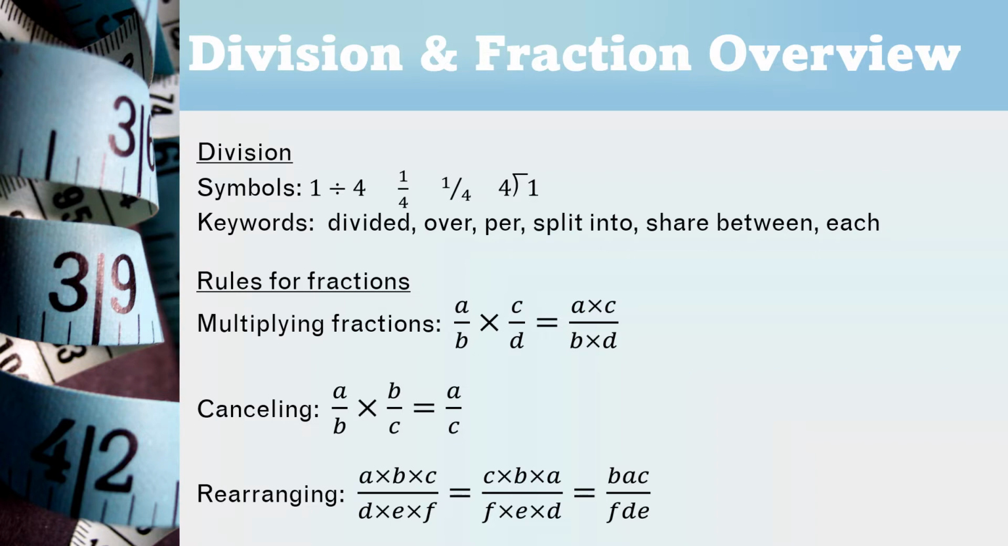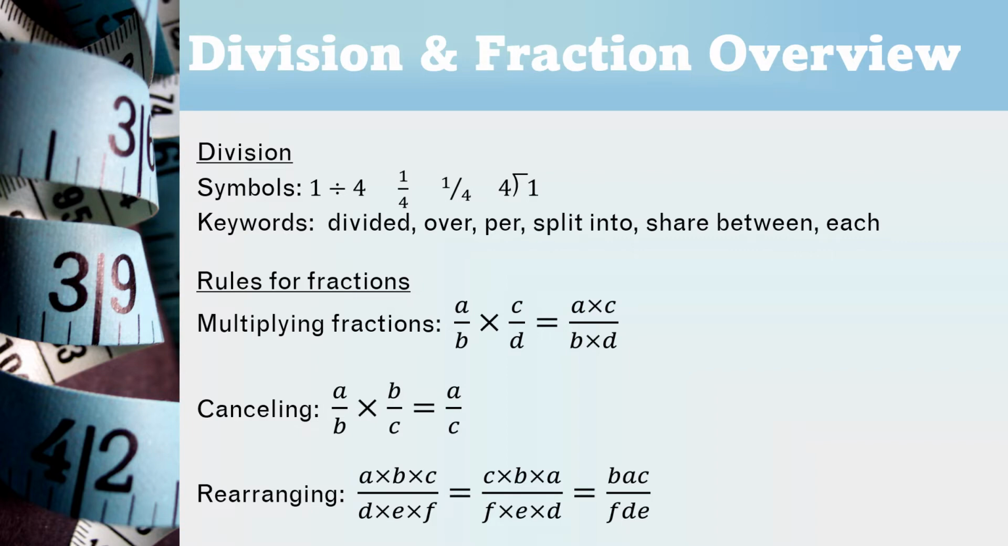There are a few important rules for fractions. First of all, when you're multiplying fractions, you can create a new fraction in which the top, that's the numerator, is created by multiplying the tops of the individual fractions, and the bottom, the denominator, is created by multiplying the bottoms of the individual fractions. So if you have a over b times c over d, you can create a new fraction, which is a times c over b times d.